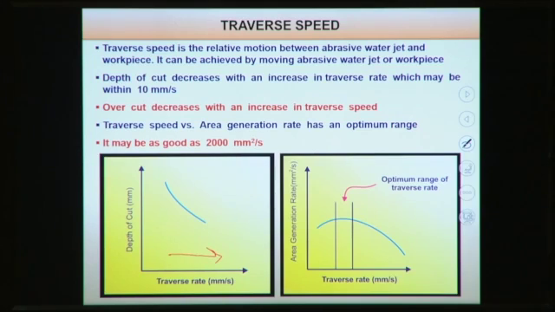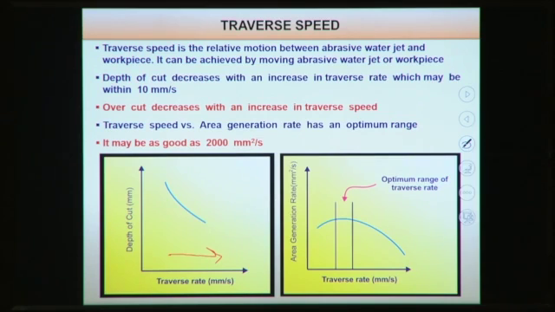Traverse speed is the relative motion between the abrasive water jet and the workpiece surface. It can be achieved by either moving the abrasive water jet or moving the workpiece. The depth of cut decreases with increasing traverse speed. If you increase the traverse speed, your depth of cut will reduce. Overcut also decreases with increasing traverse speed. Suppose we want to decrease the overcut; in that case we have to move the abrasive water jet nozzle with a very high velocity, or increase the traverse rate, to reduce the overcut on the workpiece surface.